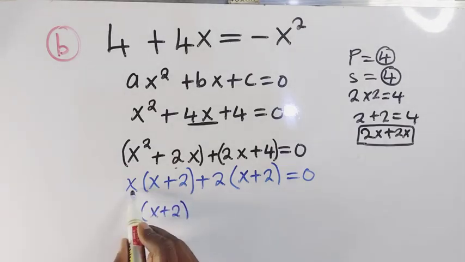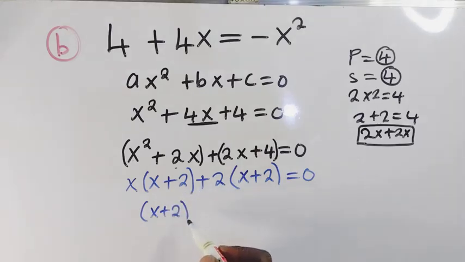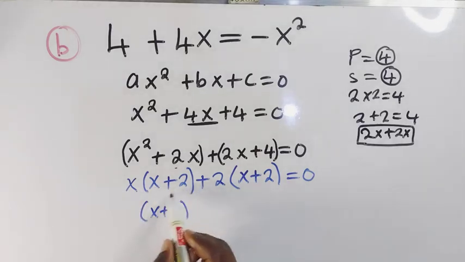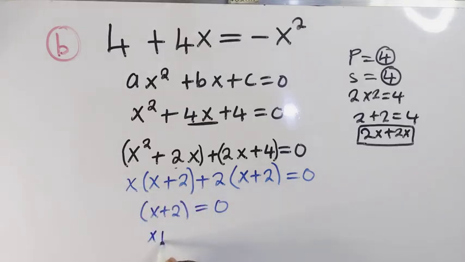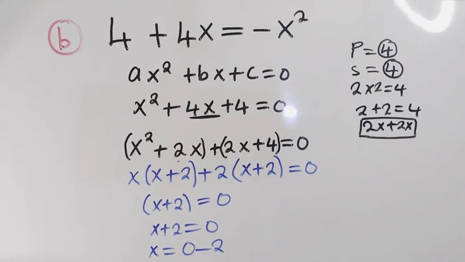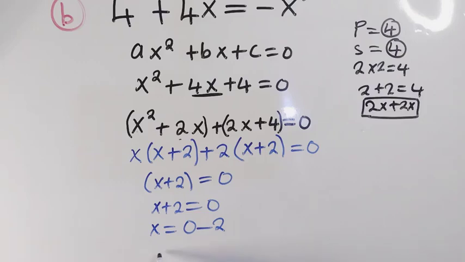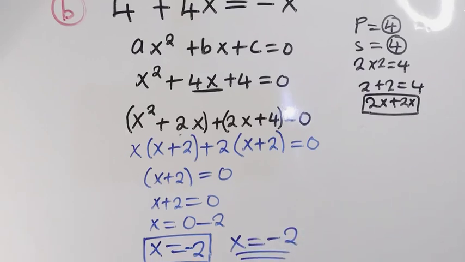Now we also have x plus 2. So here we are going to have the repeated roots. I'll just pick x plus 2 equal to 0, because again x plus 2 is the same. So now I'll write x plus 2 is equal to 0, then x is equal to 0 minus 2. So the final answer is x is equal to minus 2. This is our answer. X is equal to minus 2, in case you are unable to see it nicely.